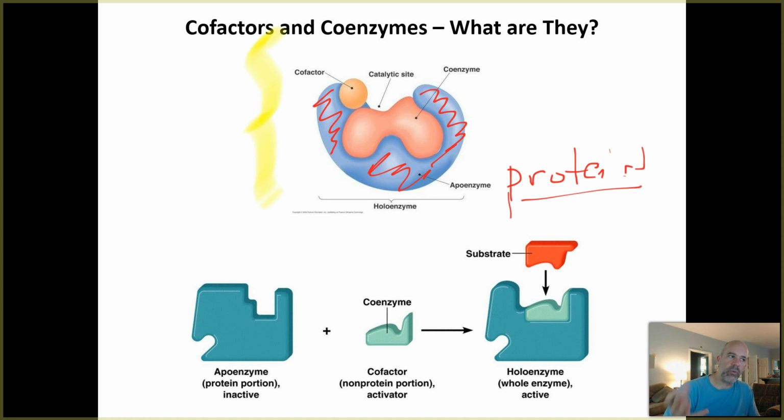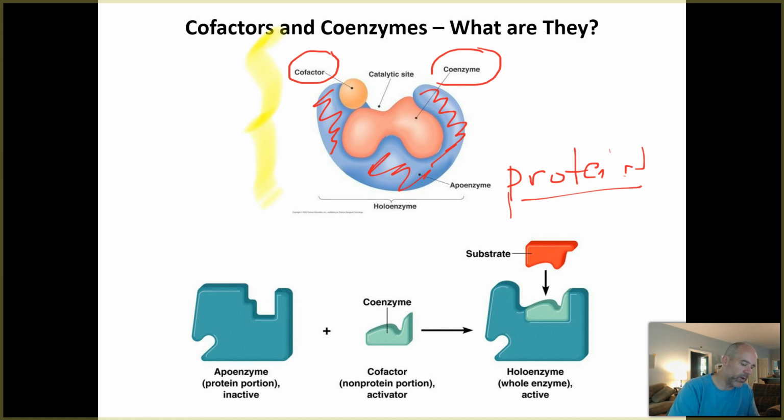Many enzymes, though, need some additional parts in order for them to work. They can't bind their substrates and do their jobs without some additional parts. And so some enzymes have what we call cofactors, and some enzymes have what we call coenzymes. Some have both, and some have neither.